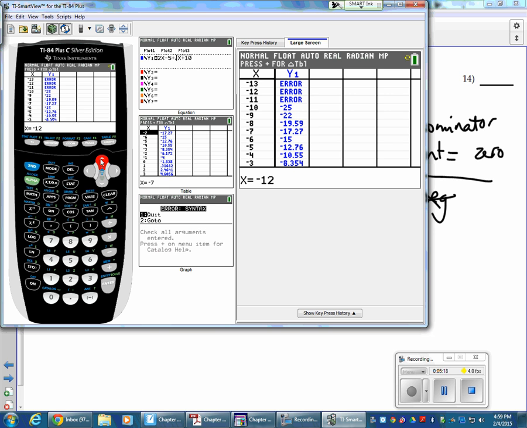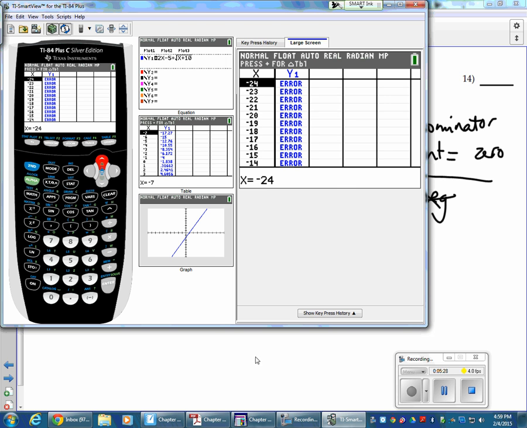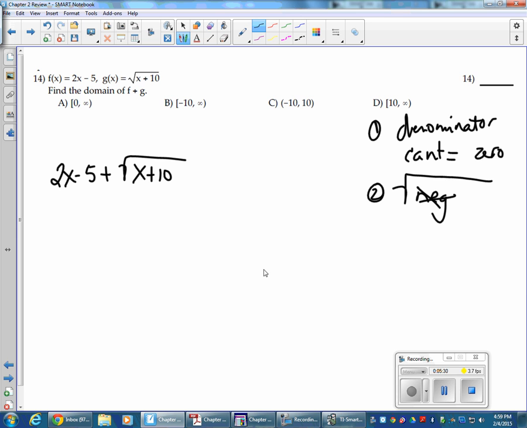Oh, what's happening there? Error, error, error. So that means, looks like when I go less than negative 10, I keep getting errors. I can check it the other way and see what happens. But what happens is you can't have a negative underneath this radical. So x plus 10 has to be greater than or equal to 0 because I can't do the square root of negative 1. That's an imaginary number.